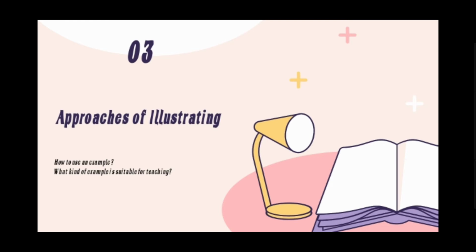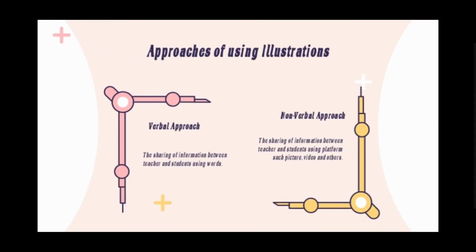How to use an example? What kind of example is suitable for teaching? There is a way of selecting the proper example. We can say the approaches of using illustrations usually help a teacher know the type of example and its usability. There are two main approaches that help a teacher to select a suitable example during the teaching and learning process. These two approaches are as follows.